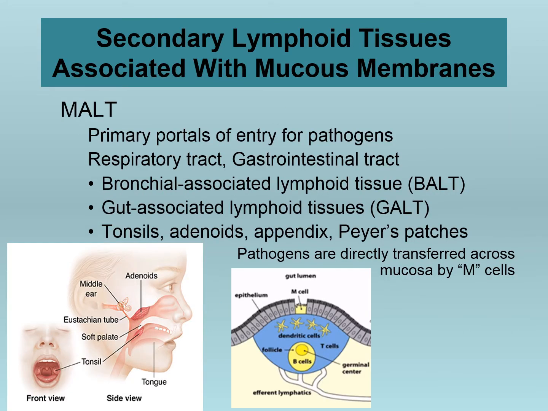There are some secondary lymphoid tissues which are associated with our mucosal membranes. These are called MALT, which stands for mucosal associated lymphoid tissue. These tissues are generally present at the primary site of entry of the pathogens, as we have discussed, which are generally the respiratory tract and the gastrointestinal tract. BALT, or bronchial associated lymphoid tissues, are associated with the respiratory tract, and GALT, also called gut associated lymphoid tissues, are associated with the gastrointestinal tract.